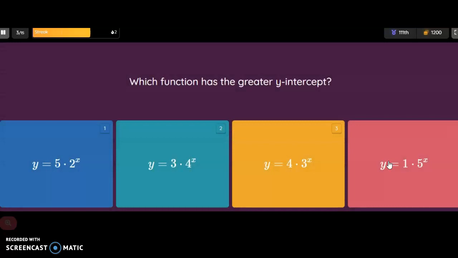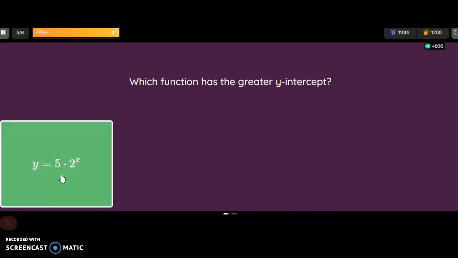Which function has the greater y-intercept? I know this is a y-intercept, this is a y-intercept, that one and that one. So this one looks to be the biggest.